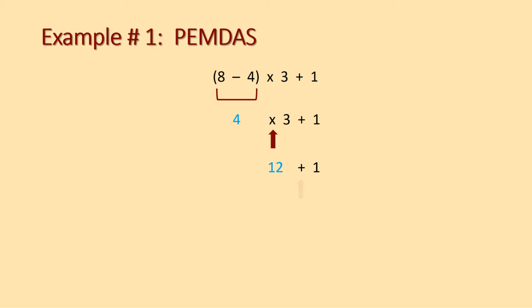Now, our last operation is an addition. So we're going to add 12 and 1, and our final answer is 13. And we have successfully applied PEMDAS.